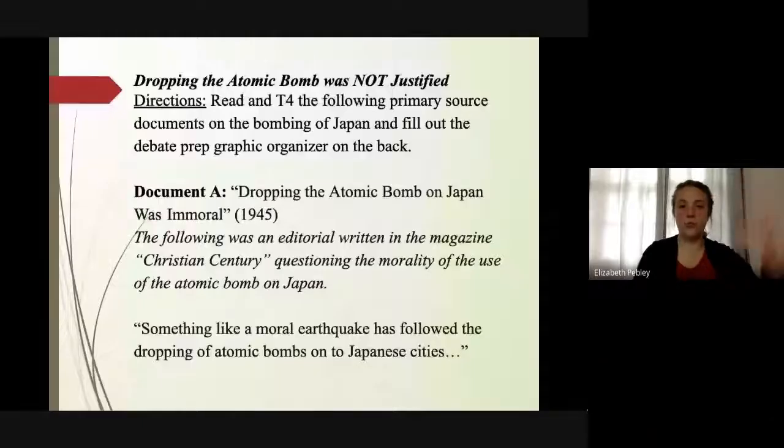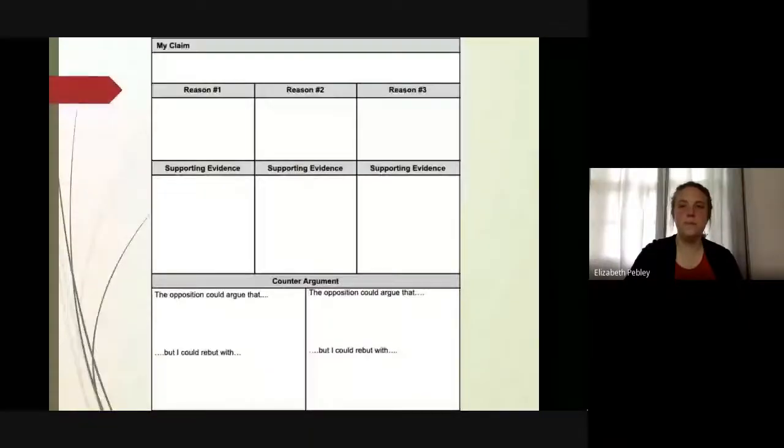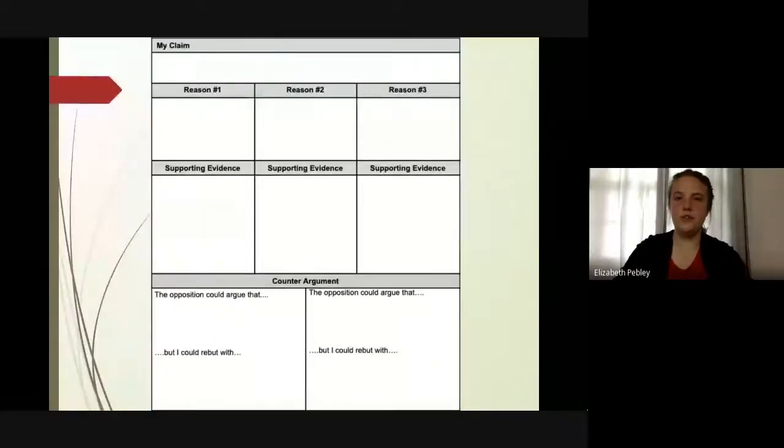So this is one example for not justified. The directions are on there, and then it goes into the actual primary source. For this one, it's an op-ed in a magazine that was published shortly after the bombs were dropped. This would be the source that they would use, and this graphic organizer would be on the back of that primary source. So they would read this, and then they would fill this out. Either they would be on the justified side, and then they would use the justified primary source, or the not justified side, and then they would use that one to fill this out.